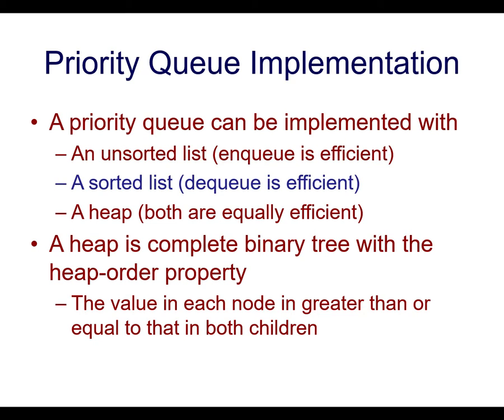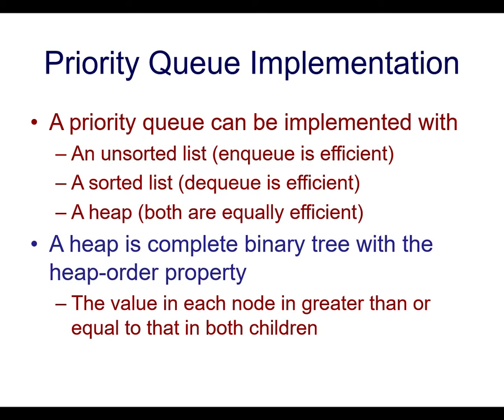The next possibility would be to use a sorted list. By keeping the highest priority element at the end of the list, the dequeue operation could be done in constant time. But the enqueue operation would require a search to find the location to insert the new element, and then the elements to the right would need to be shifted, making this operation linear. We can think of a heap as a partially sorted data structure. With a heap, both operations are equally efficient and, as we will see shortly, run in logarithmic time.